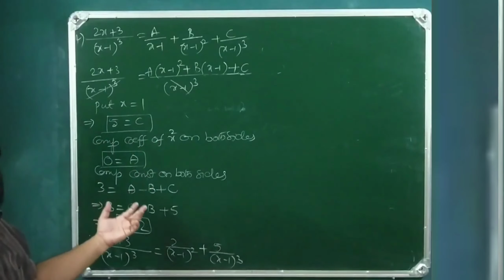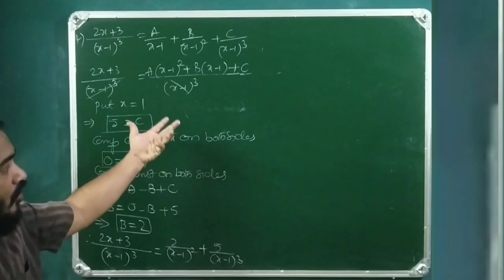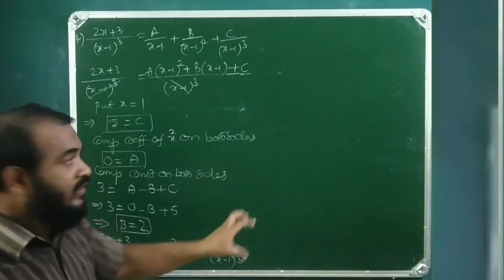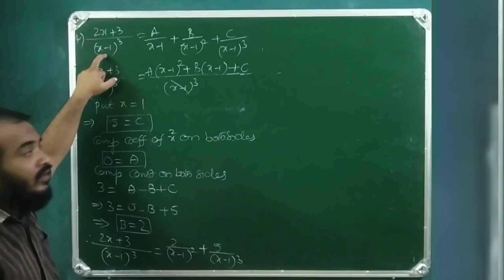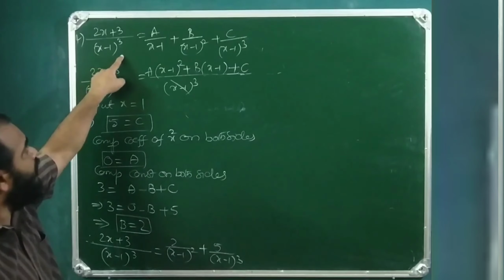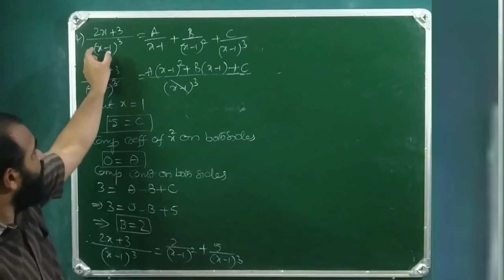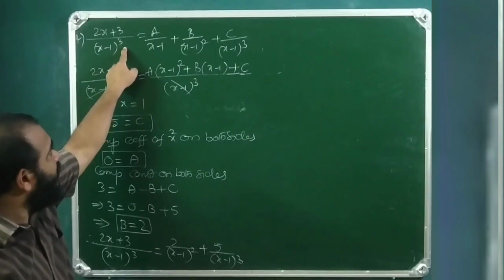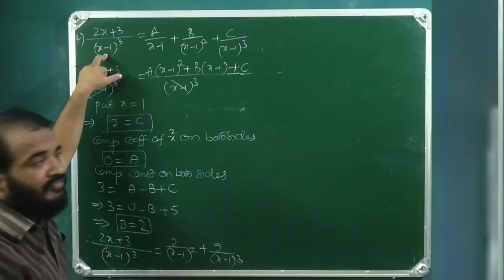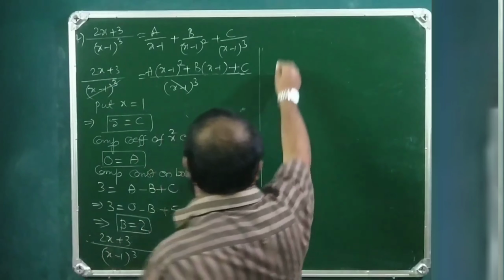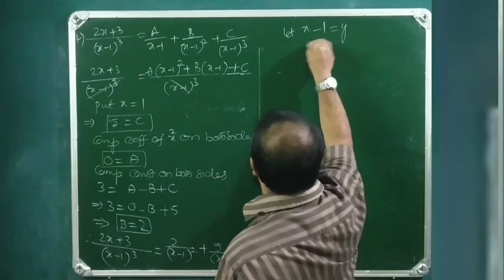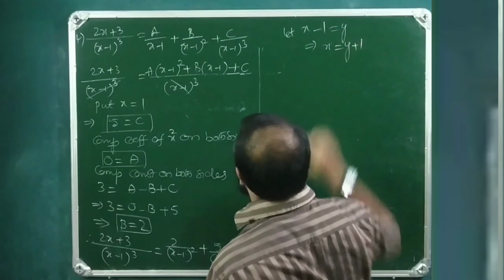So we have another alternative method also to solve this. And this method is particularly useful when the denominator contains only a repeated linear factor. So yes, here we have only the repeated linear factor. What I mean to say is, something like x minus 1 whole cube into x minus 2, that we don't have. Only the repeated linear factor we have. For which let x minus 1 equal to y we will take. So from this, x equals y plus 1.